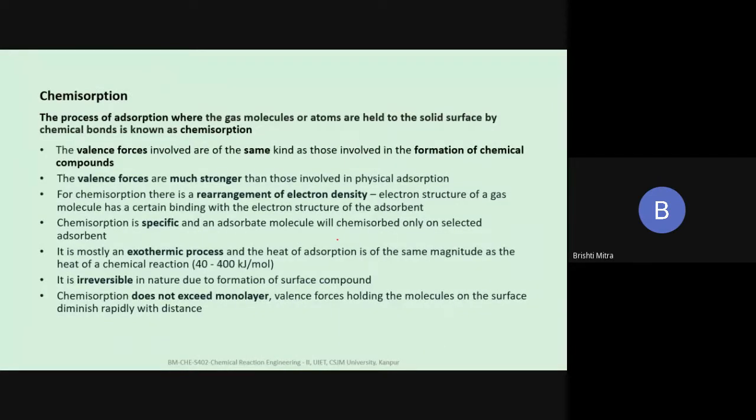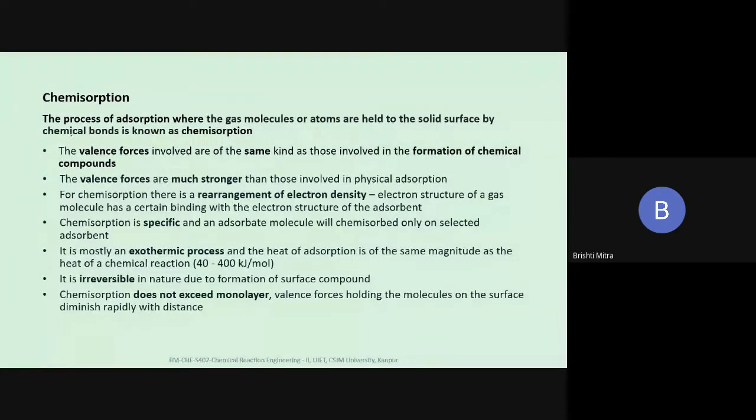Next, let us look at what is the chemisorption process. What is different from physisorption, and that we have a different name for it, that is known as chemical adsorption or chemisorption. The process of adsorption, where the gas molecules or atoms are held to the solid surface by chemical bonds. The last time it was van der Waals forces. Now it is by bonds which are like chemical bonds, and this is known as chemisorption.